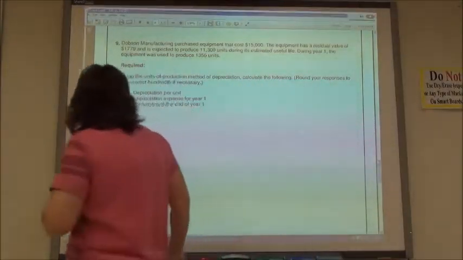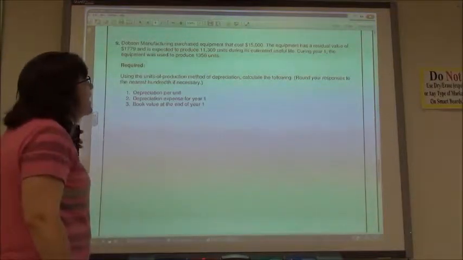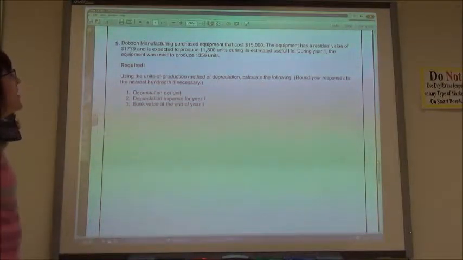Number 9, same thing. Dobson Manufacturing purchased equipment that cost $15,000. The equipment has a residual value of $1,779 and expects to produce 11,300 units during its estimated useful life. During year 1, the equipment was used to produce 1,356 units. Using the units of production method of depreciation, calculate the following.